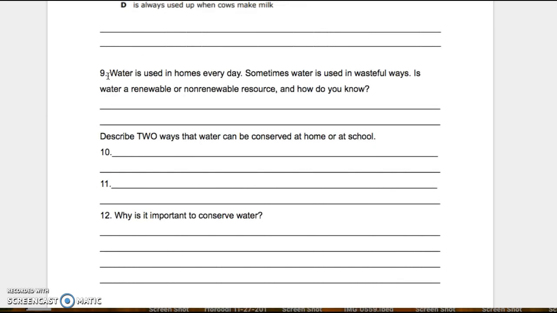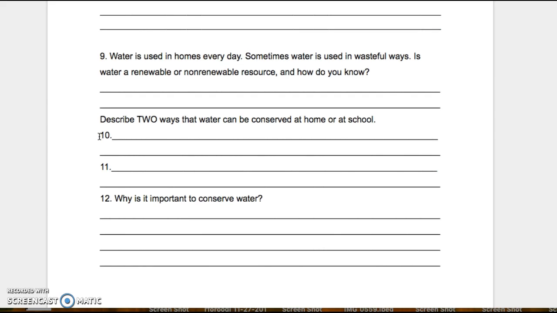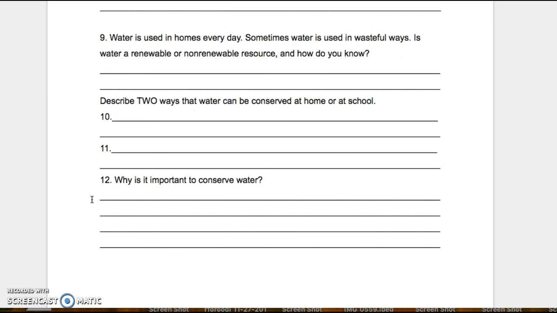Number 9. Water is used in homes every day. Sometimes water is used in wasteful ways. Is water a renewable or non-renewable resource, and how do you know? Describe 2 ways that water can be conserved at home or at school. Why is it important to conserve water?